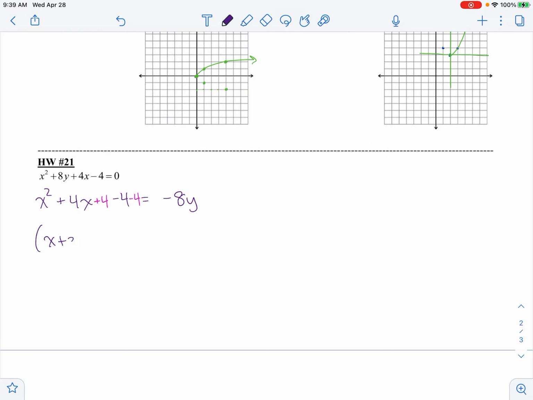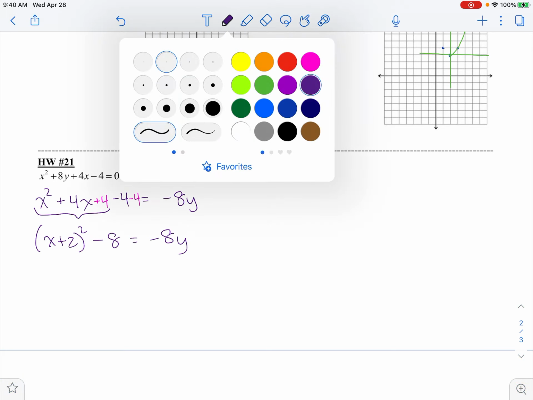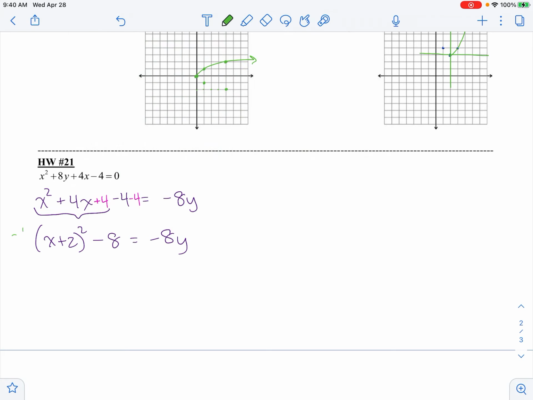Now I have x plus 2 all squared. That came from this perfect square trinomial. And I have minus 8. Notice I didn't touch that minus 8y yet. Now I don't want my equation to be minus 8y equals. I want my equation to be y equals. So I'm going to go through and multiply everything in this equation by negative 1/8. This is how I'm going to get my equation. -1/8 times x plus 2 all squared plus 1, oh, pretty nice, is equal to y.